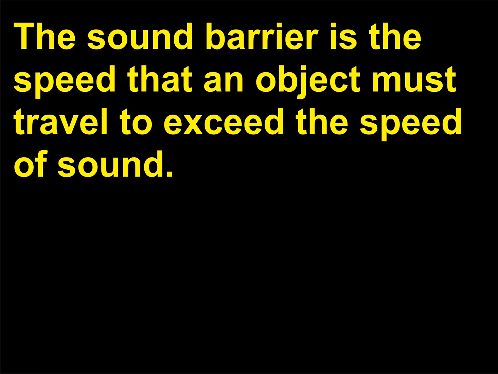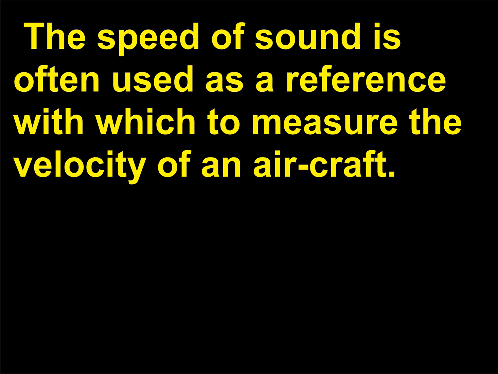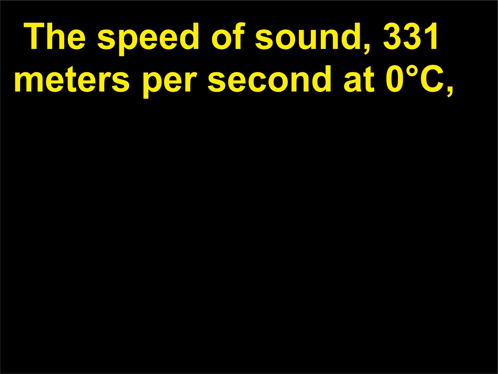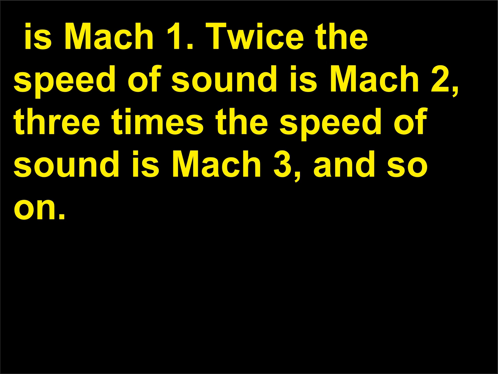What is the sound barrier? The sound barrier is the speed that an object must travel to exceed the speed of sound. The speed of sound is often used as a reference with which to measure the velocity of an aircraft. The speed of sound, 331 meters per second at 0 degrees Celsius, is Mach 1. Twice the speed of sound is Mach 2, 3 times the speed of sound is Mach 3, and so on.